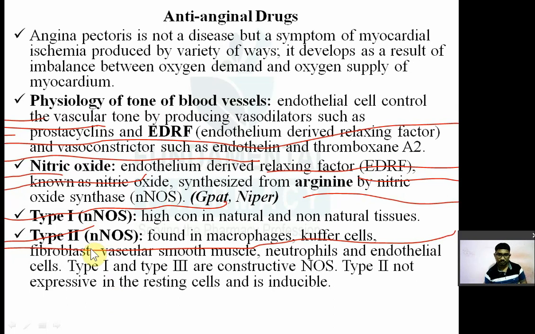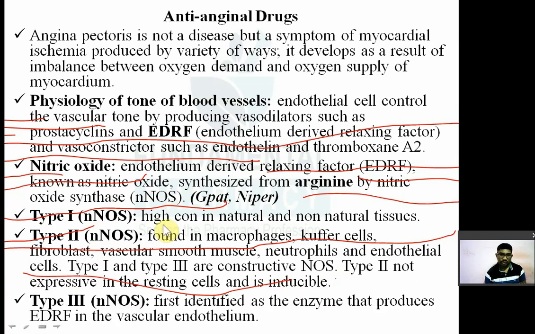Now there is a type 3 again. Okay, so remember type 1 and type 3 are constitutive enzymes. Type 1 and type 3 are constitutive, while type 2 is expressed in resting cells and it is inducible. So type 2 is inducible, type 1 and type 3 are constitutive. Constitutive means it has a housekeeping function, which is very important for the body. Type 2 is inducible, we can induce it.